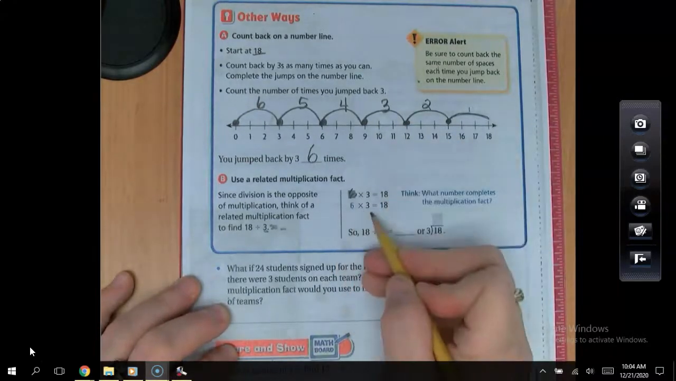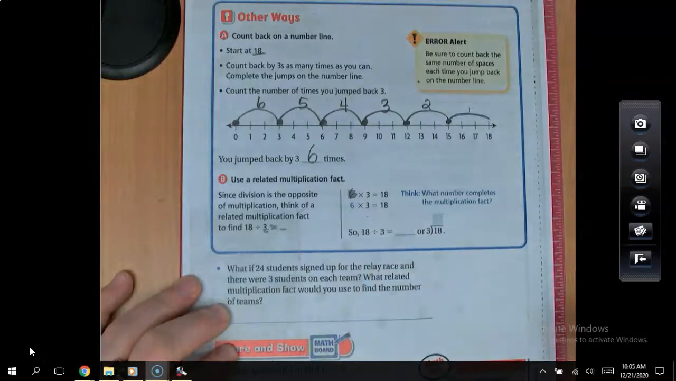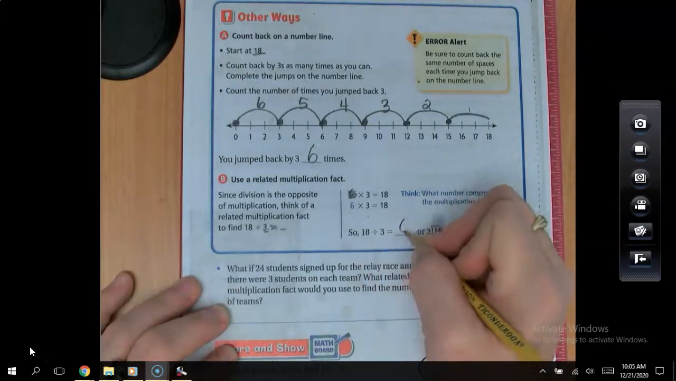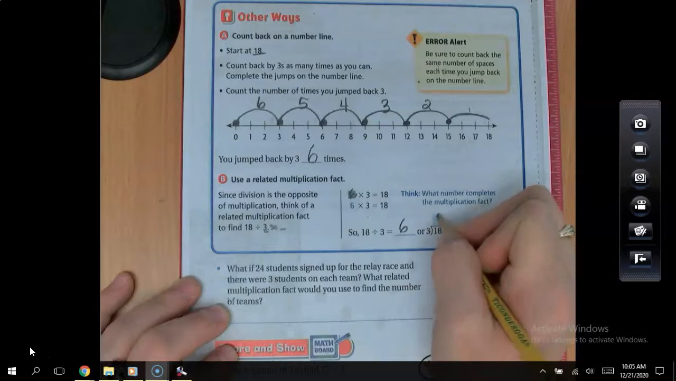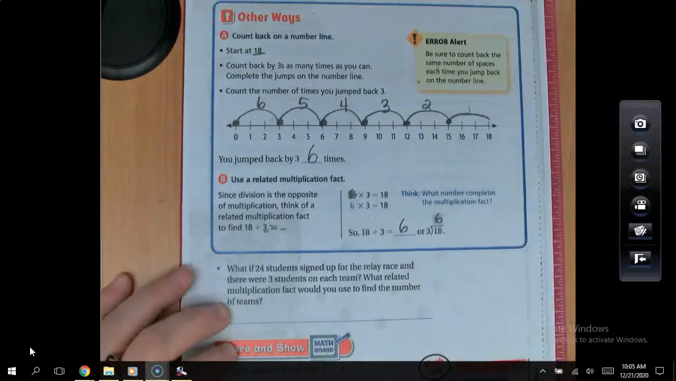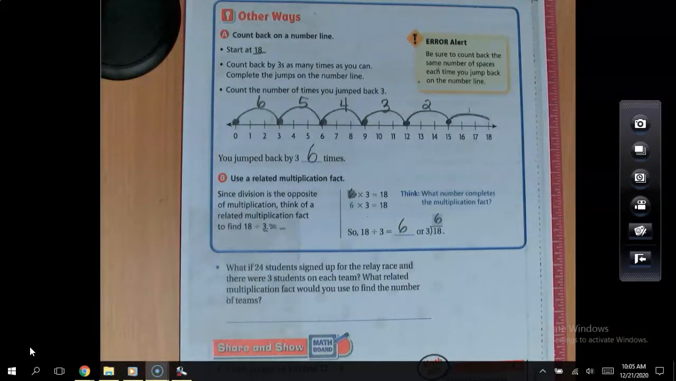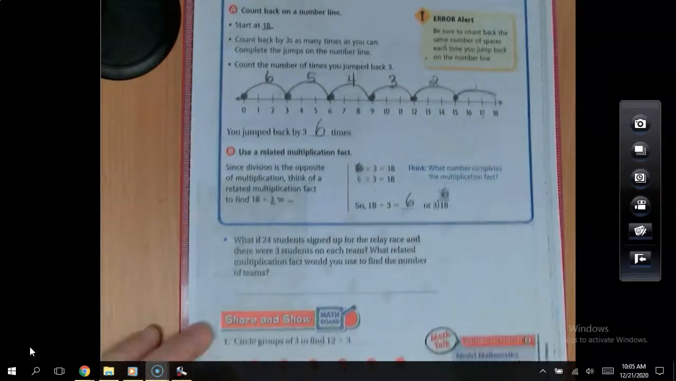So 6 times 3 equals 18. So 18 divided by 3 equals 6. Okay? So if you know your multiplication facts, division is going to be pretty easy for you. It's going to be easier, I should say. All right, so it's really important that you study those multiplication facts. Okay, let's look down here.